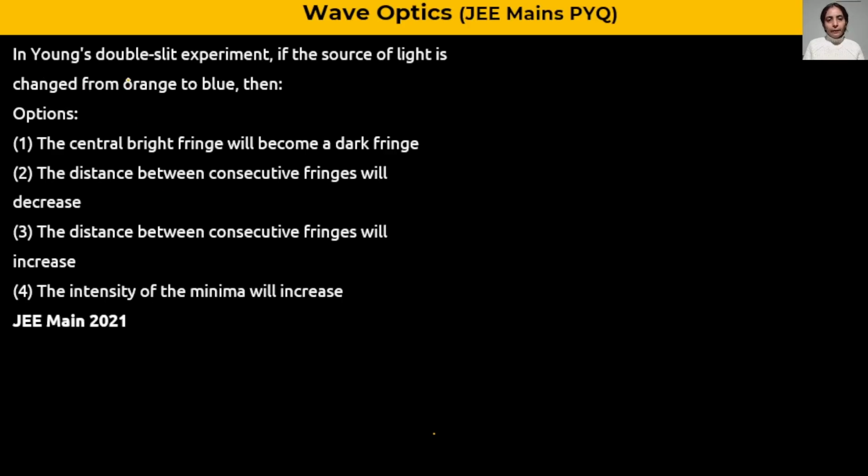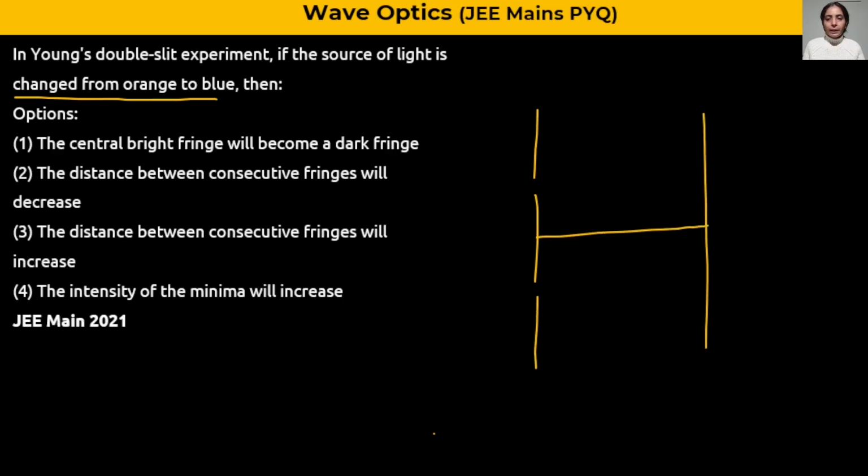Now let us move ahead. In Young's double slit experiment, if the source of light is changed from orange to blue, then what will happen? So basically, you are changing the light wavelength. What change will come in the interference pattern by changing the wavelength? The interference pattern will not disappear as long as the light is coherent, that is of single frequency. We will be getting an interference pattern.